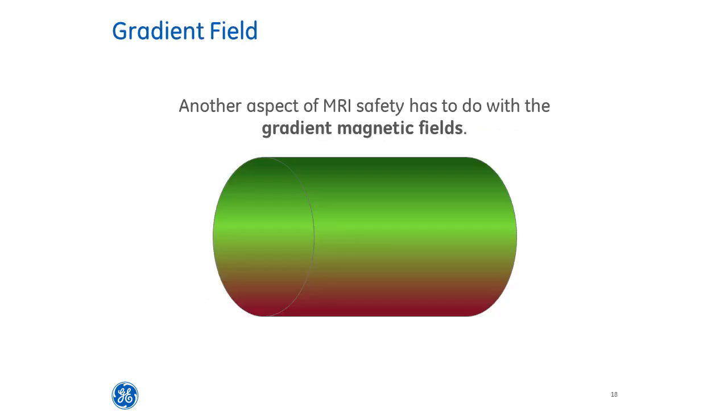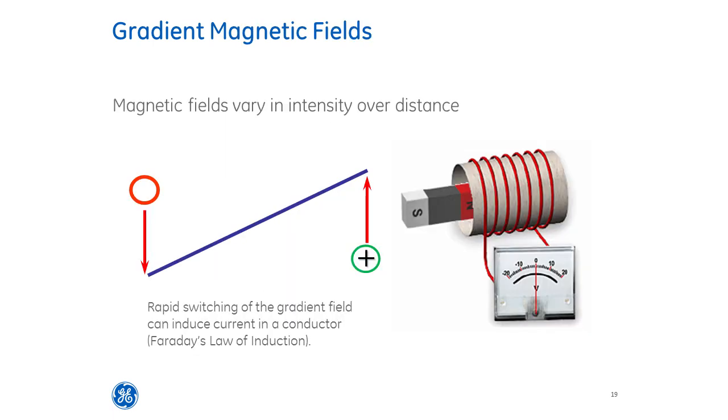Another aspect of MRI safety has to do with the gradient magnetic fields. The gradients change in intensity over a distance, and they do this rapidly over and over. This is how spatial orientation is obtained. But these rapidly changing gradients can induce a current in a conductor. This is referred to as Faraday's law of induction, where, in the simplest explanation, a loop of wire is placed in a changing magnetic field and an electrical current is produced.